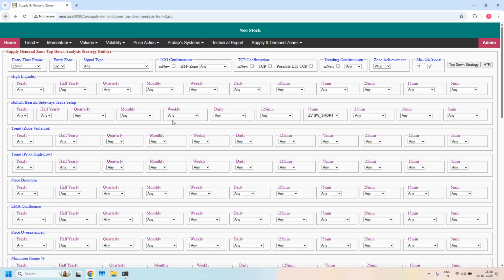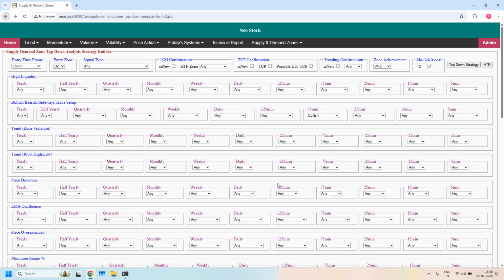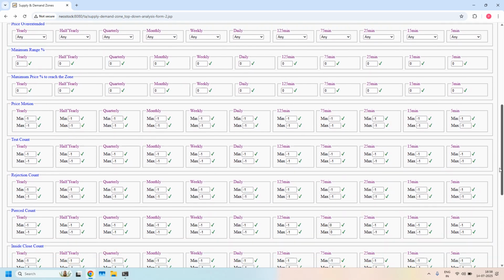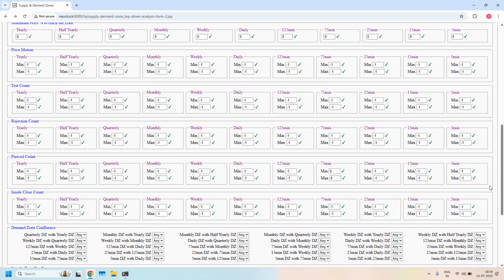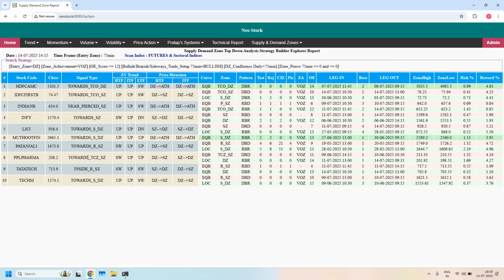Okay, next bullish trade setup for weekly income trade, 75 minutes demand zone, bullish, and also here minimum order enhancer score 12. We got 14 stocks. Entry time frame zones are 75 minutes demand zones. Let's further filter based on zone and EMA confluence strategies. So first filter is 75 minutes and daily demand zone confluence. So we got 10 stocks.